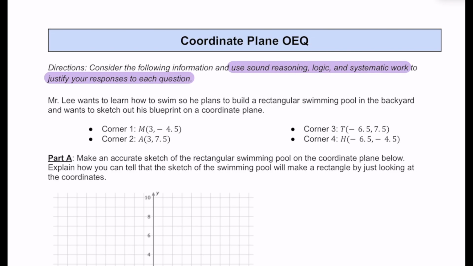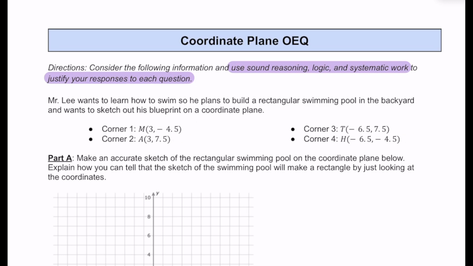Alright, so what's the situation here? It looks like Mr. Lee wants to learn how to swim, so he's going to build a rectangular swimming pool in the backyard. He's going to sketch a blueprint on a coordinate plane so he can see the blueprints of this swimming pool. For the four corners of this swimming pool, we have corner 1, corner 2, corner 3, and corner 4.